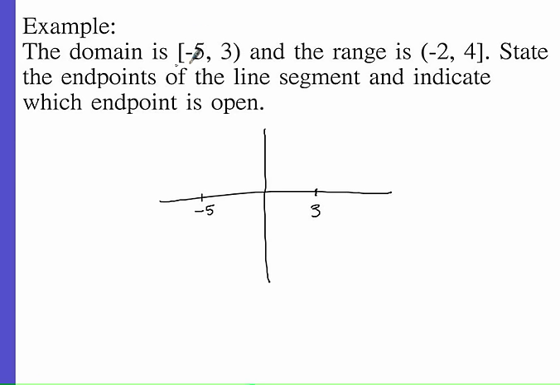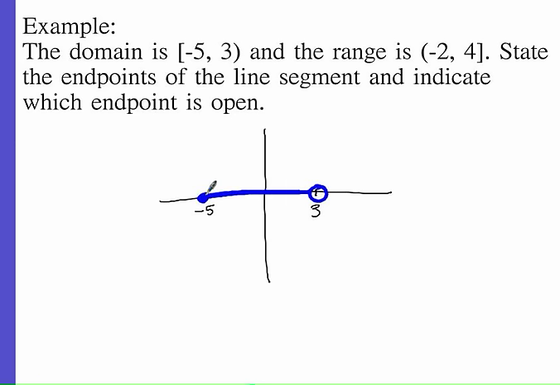This bracket tells me that the -5 is included, so if I want to use the same consistent things, it's going to be a closed circle at -5, and then it goes to 3 with an open circle because of that parenthesis. So I'm going to put an open circle there. I know my domain goes somewhere through there.